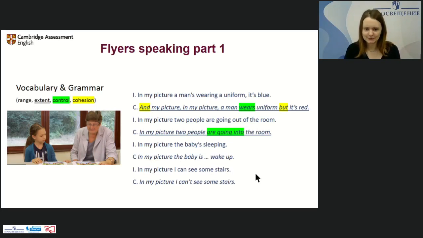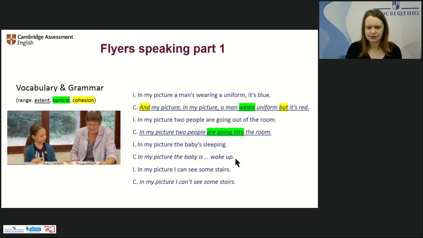What about control? How well the candidate uses the language. For control, what examples? "Is sleeping." Yeah, so it's a good example. That's present continuous, and the form is absolutely correct. Anything else here? What about this one? "In my picture, the baby is wake up."